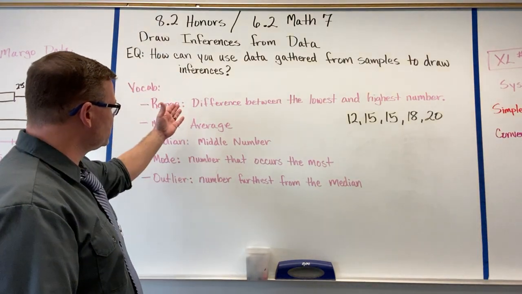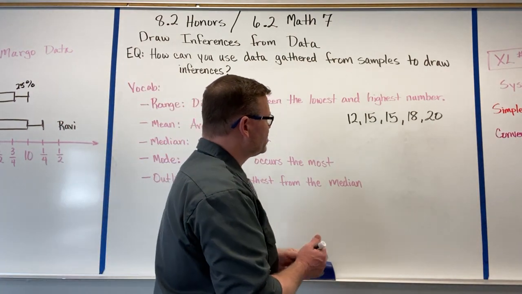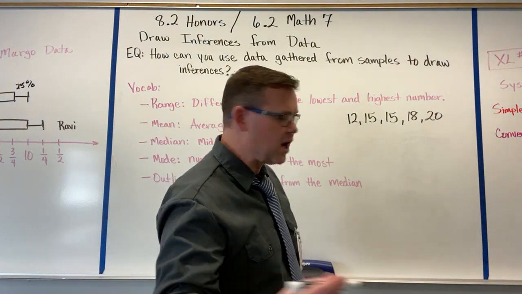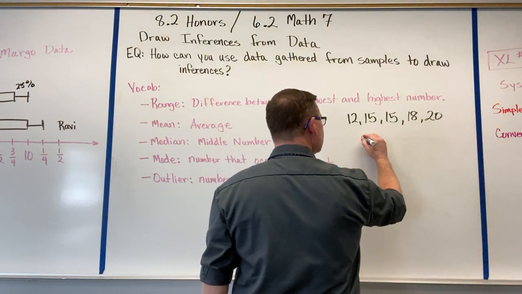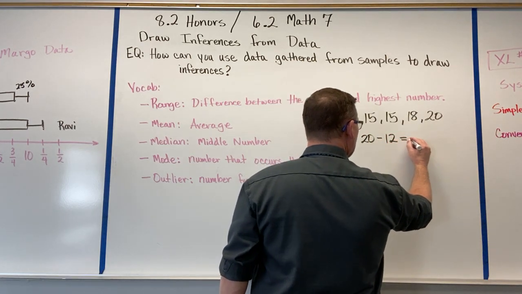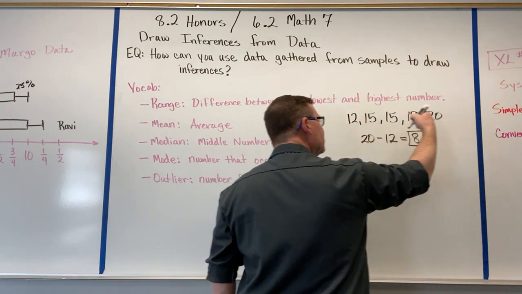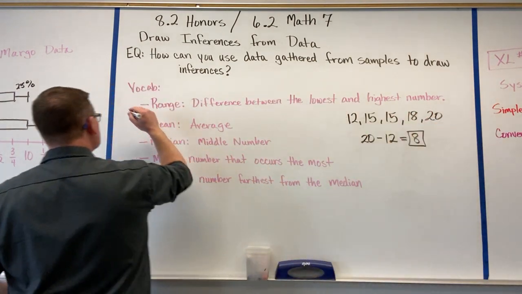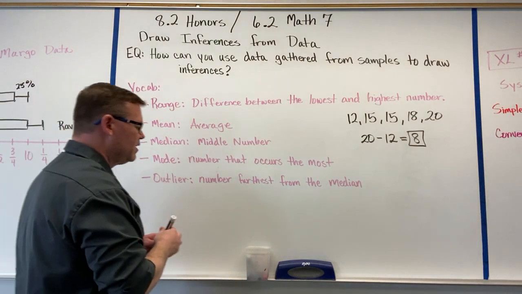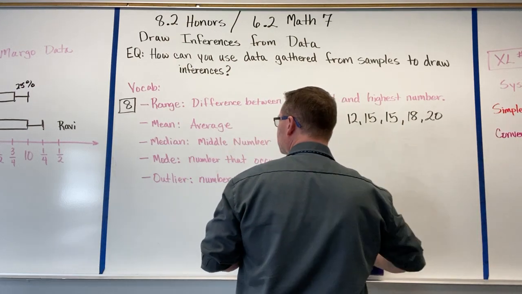So the range is the difference from the lowest to the highest number. In other words, I already put this in order. Anytime you have data, you want to put it in order. So all we're talking about here is I would take the highest number, 20, and subtract the lowest number, 12, and that means that our range is 8. In other words, from 12 to 20 is 8. So the correct answer for this one, for our range, is 8. Okay? So I'm going to go through each one just like this.